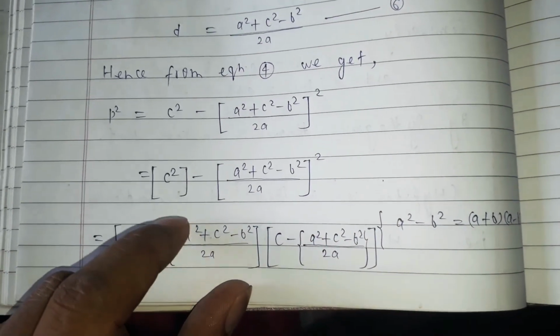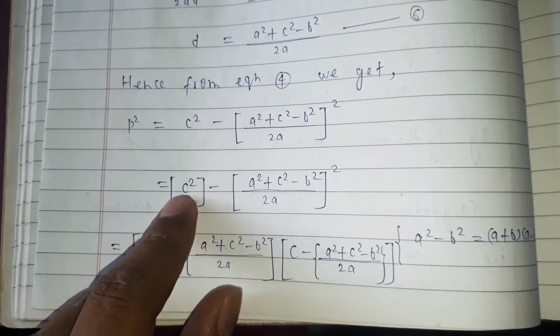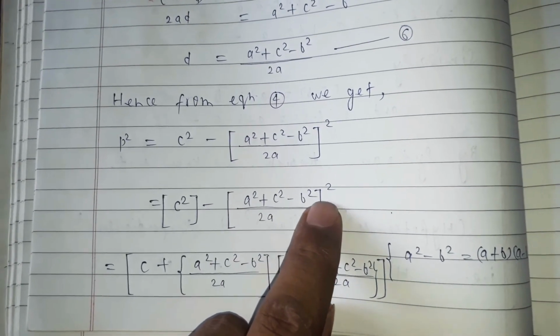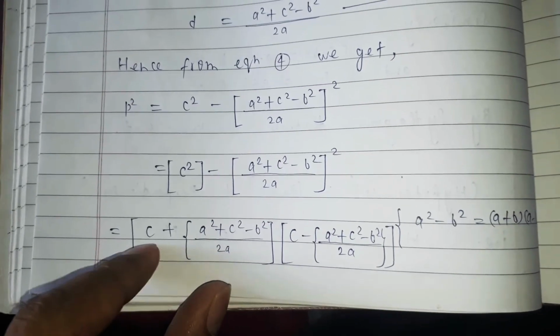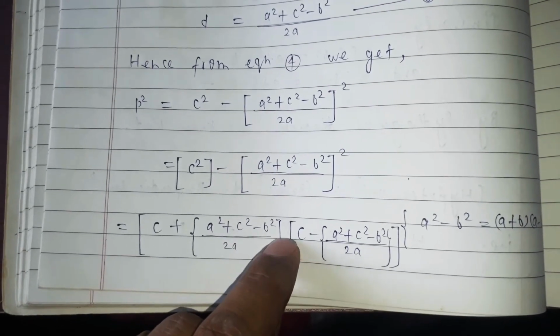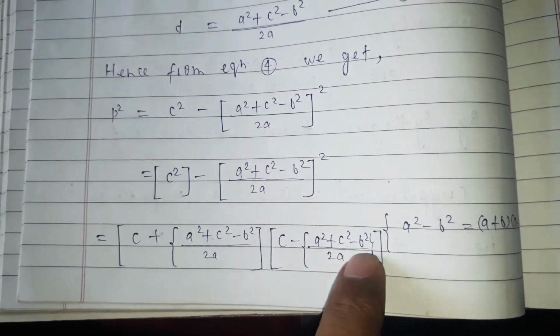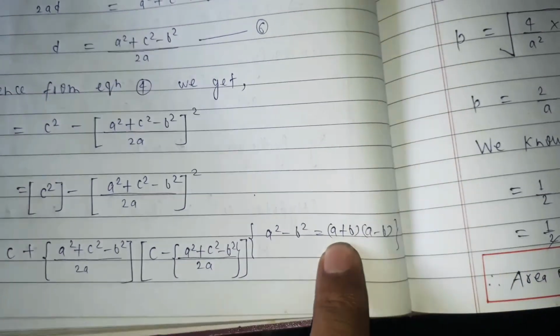Now we can split this with the formula a square minus b square. So here in the place of a is c, in the place of b is a square plus c square minus b square upon 2a. So we can write this a plus b, it means c plus a square plus c square minus b square upon 2a, and a minus b, it means c minus a square plus c square minus b square upon 2a. This is the formula a square minus b square, which is a plus b, a minus b.